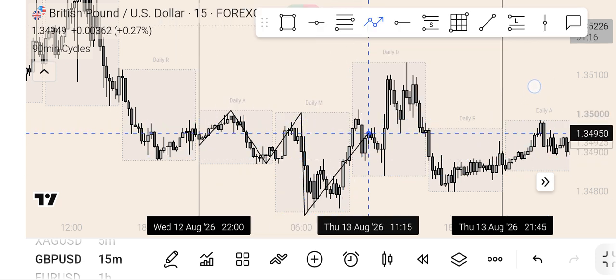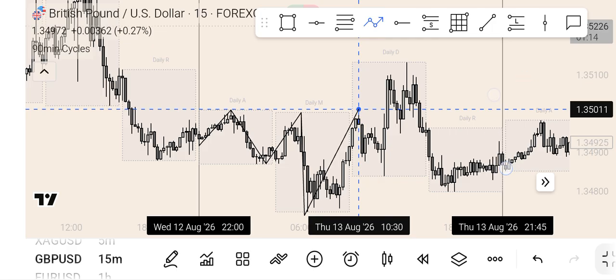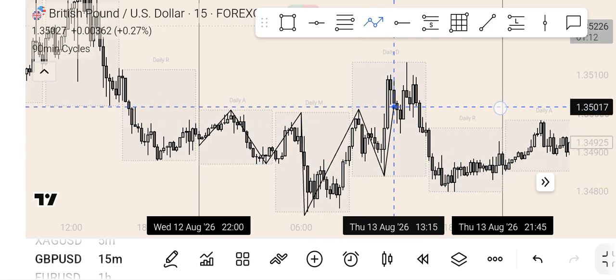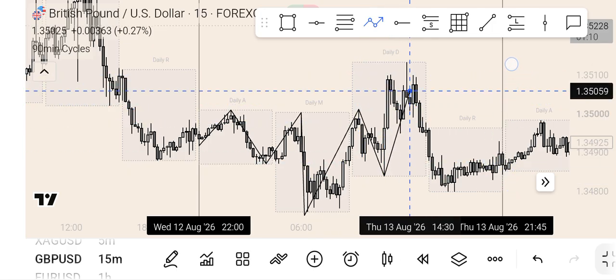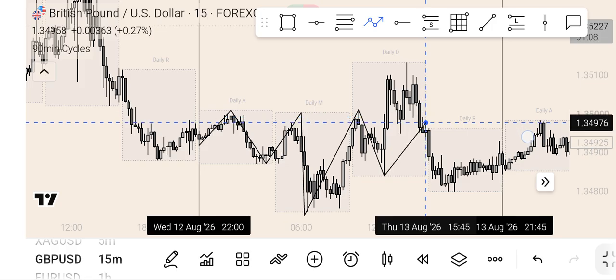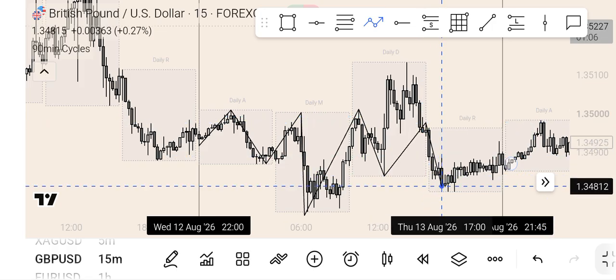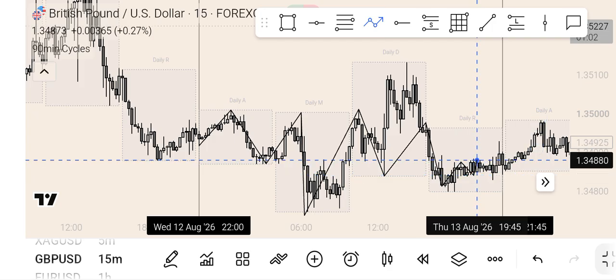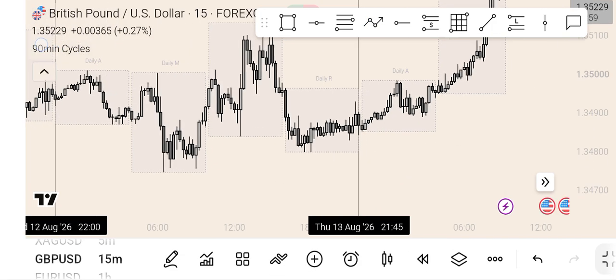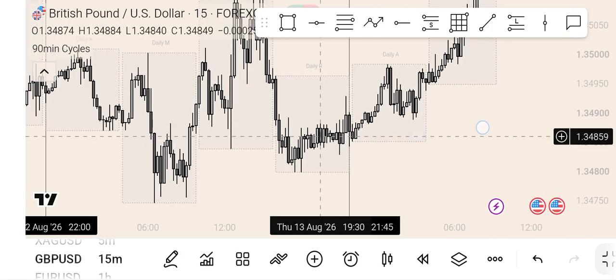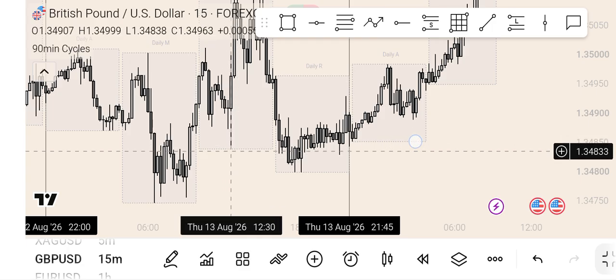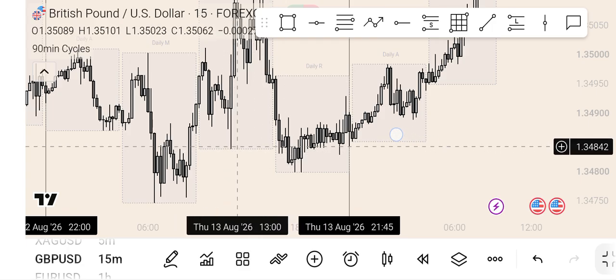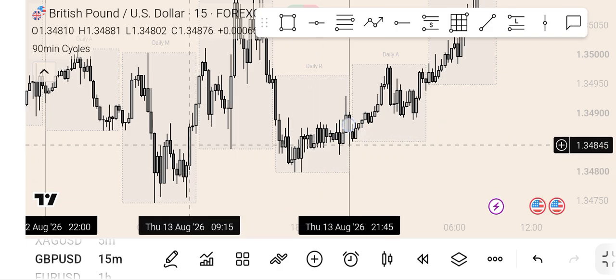Deep manipulation before on this session, we can see quite a distribution. Then on the last session, that's daily arrow, price gave us a reversal. But if you look deeply into this daily arrow, you can see that it actually manipulated this session, and it also accumulated a bit.